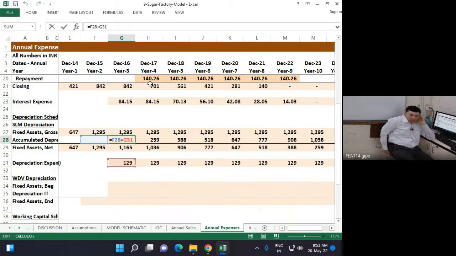Also, did you do it from year 1? It is from year 3. Yes, the first 2 years are in development, so there is none. Correct. Okay, and then net asset is nil: gross minus accumulated. Okay, till here, online students, are we done till here?